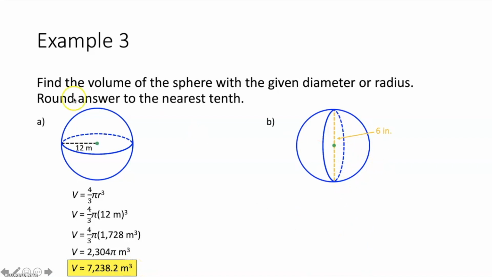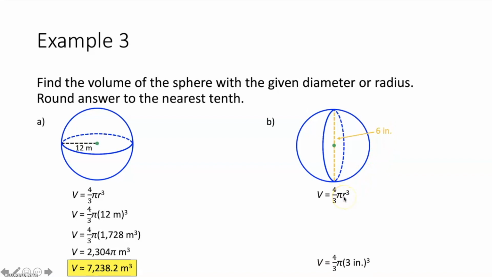For B, doing the same thing, we want to find the volume of this sphere. So in order to find the volume of a sphere, you need the volume of a sphere formula. Volume is equal to 4/3 pi r cubed. So in order to find the volume, we need the measure of our radius. But this time they only give us the diameter. So how do we do this? Well, we're going to take the measure of our diameter divided by 2 in order to get the measure of our radius. So 6 inches divided by 2 is going to be 3 inches.